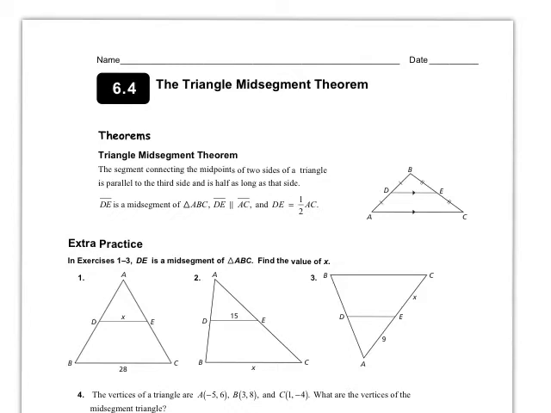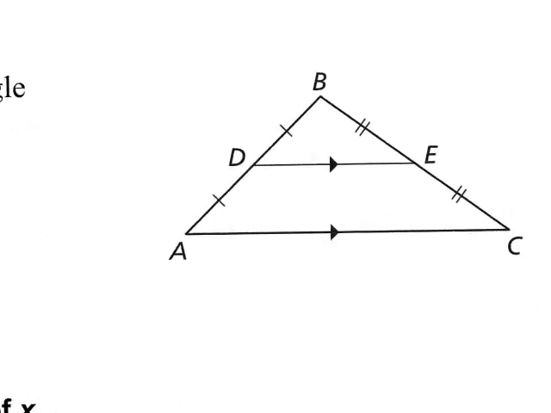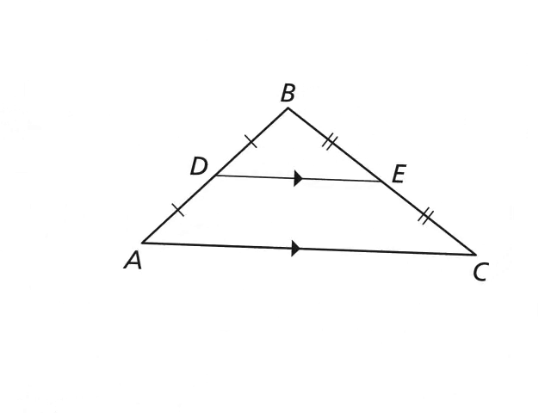Alright, so we are working through 6.4 today, talking about triangle mid-segments. You can see up at the top it tells you a triangle mid-segment. So it says the segment connecting the midpoints of two sides of a triangle. So as long as we see congruency markers, we know that it is the mid-segment.